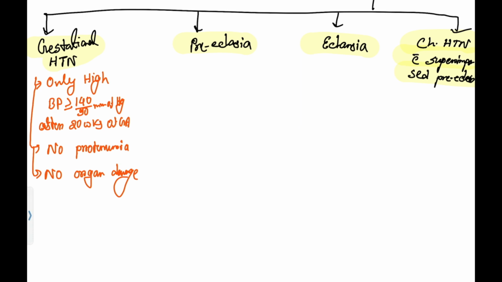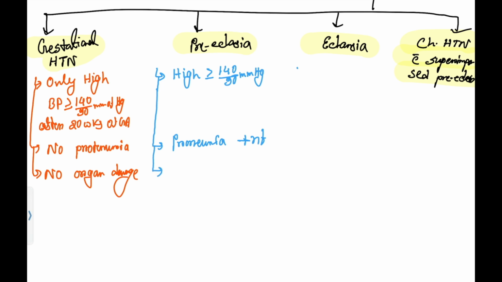Coming to preeclampsia. What is preeclampsia? Preeclampsia means the mother will be having high BP, more than or equal to 140 by 90 mmHg. Along with that, one new thing arises, that is proteinuria. Proteinuria present. End organ damage may or may not be present. Depending on that, preeclampsia will be further classified.